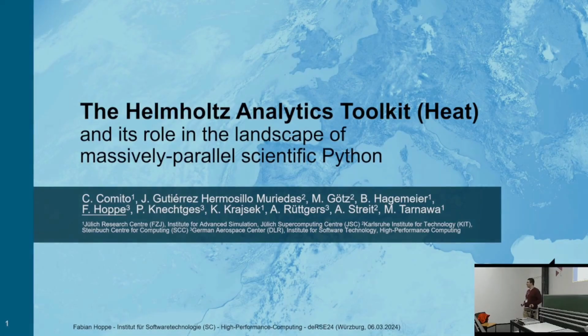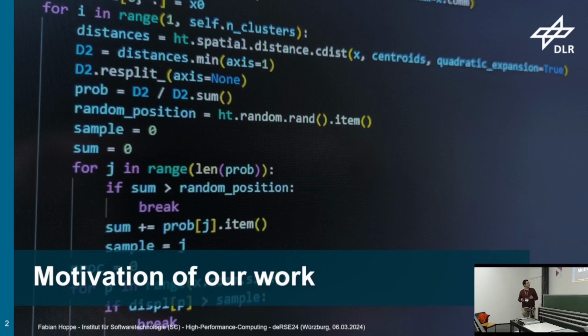Okay, so this talk is about the software library HEAT, which is the abbreviation for the Helmholtz Analytics Toolkit. So let me just start with the motivation of our work.